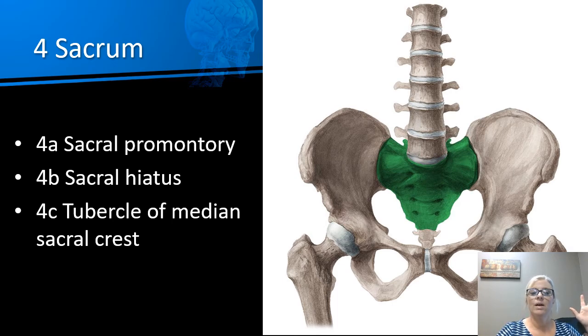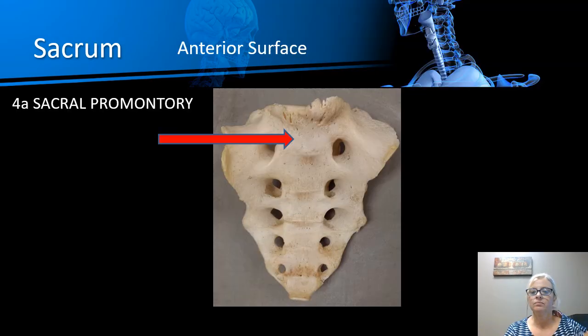All right, now we are looking at the sacrum. We're going to look at the sacral promontory, the sacral hiatus, and the tubercle of the median sacral crest. There are lots of other portions on the sacrum, but we are just going to focus on these. Here you can see the sacrum highlighted. We're looking at the anterior surface, and you want to be sure to orient yourself as to whether you are looking at the anterior or the posterior surface.